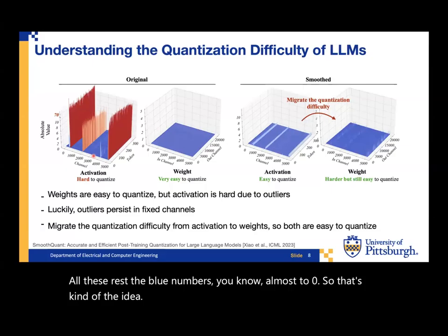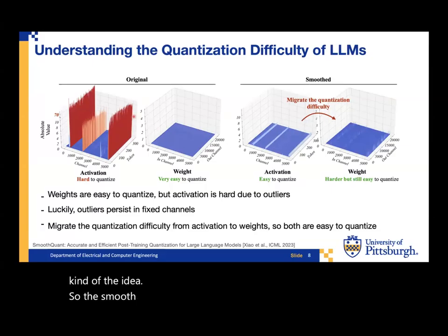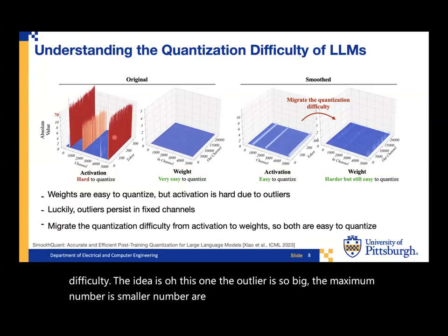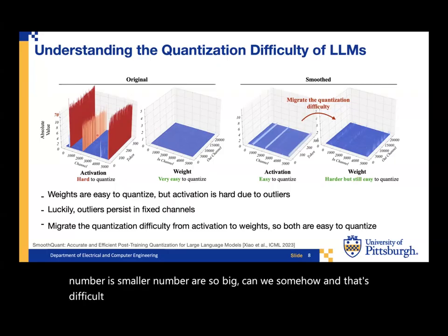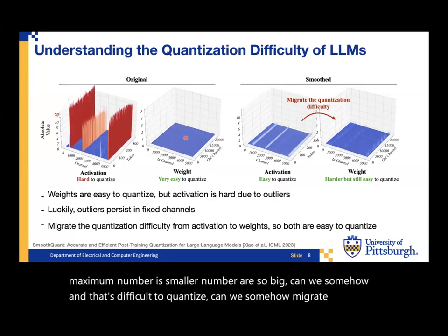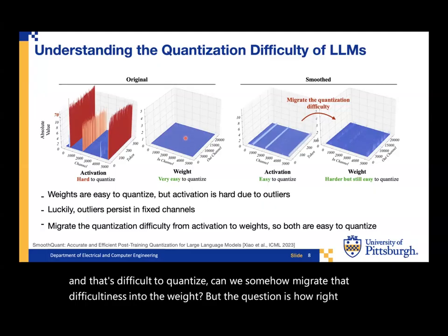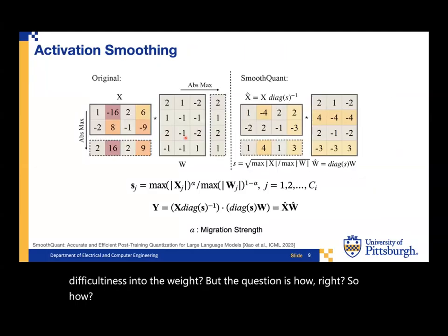The SmoothQuant idea is trying to migrate the quantization difficulty. The outlier is so big, the maximum number and the smaller numbers are so far apart. That's difficult to quantize. Can we somehow migrate that difficulty into the weight? But the question is how, right? The idea is quite interesting.